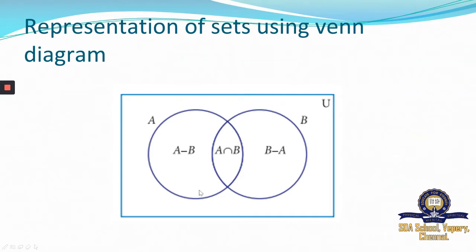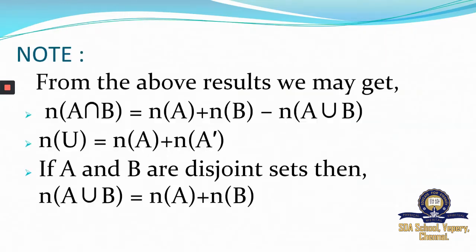The set A is completely excluded. Then A ∩ B means the common elements. If you see, this is the common region between both the sets. Get it? And this is the universal set. Got it, students?